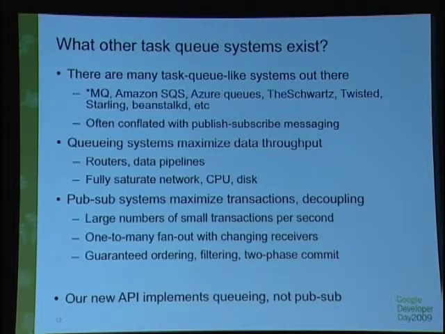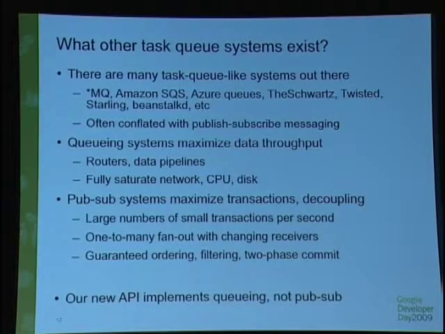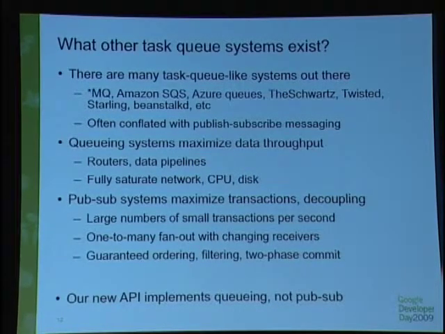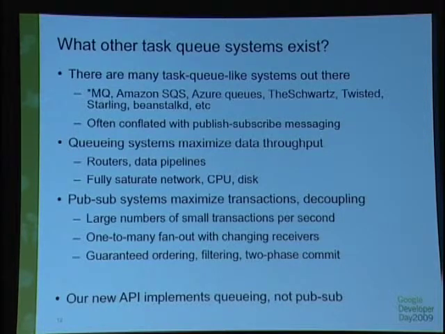Additionally, in the modern age, there are a lot of other task queue-like systems out there. So there's all the star-MQ systems like ActiveMQ, WebSphere MQ, Tibco. There's Amazon Simple Queue Service. There's Azure queues from Microsoft. There's Perl and Python packages like the Schwartz and Twisted, Starling, which is popular in the Ruby world, BeanstalkD, and the list just keeps going. A ton of these things.